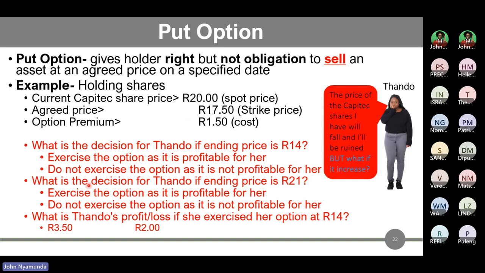What is the decision? This is the next question. I'll call this question number two. You can see where my pointer is. What is the decision for Daniel if the ending price is 21 rand? Is it exercise the option or do not exercise the option? Remember, the agreed price is still 17.50 with the option price 1.50. So in this second option, it went to 21 rand.